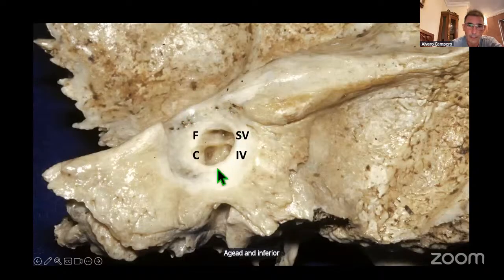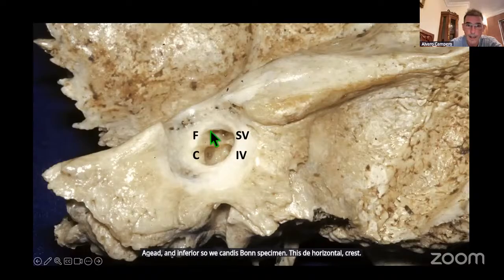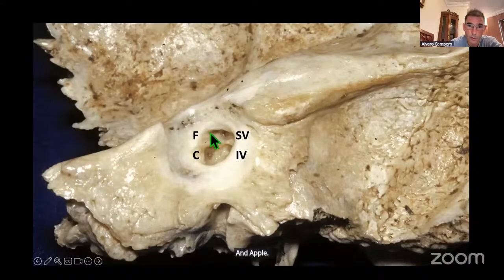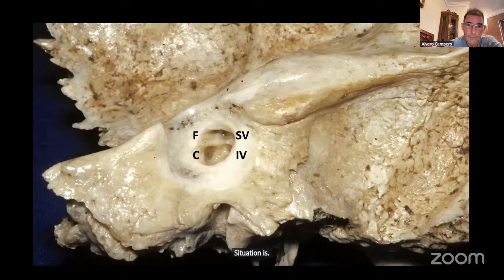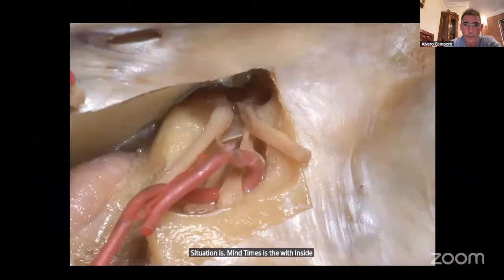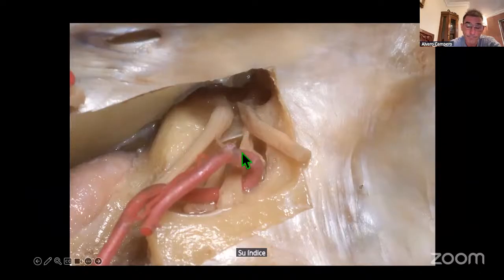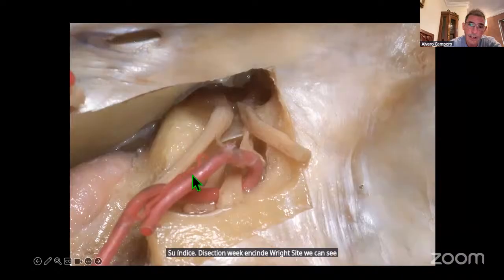We can see in this bone specimen, this is the horizontal crest, and upper and anterior is the facial nerve, anterior and inferior the cochlear nerve, posterior and superior the superior vestibular nerve, and posterior and inferior the inferior vestibular nerve. This situation is the same with a tumor inside the internal auditory meatus. In this dissection, on the right side, we can see the facial nerve, cochlear nerve, superior vestibular, inferior vestibular, and also the AICA artery.